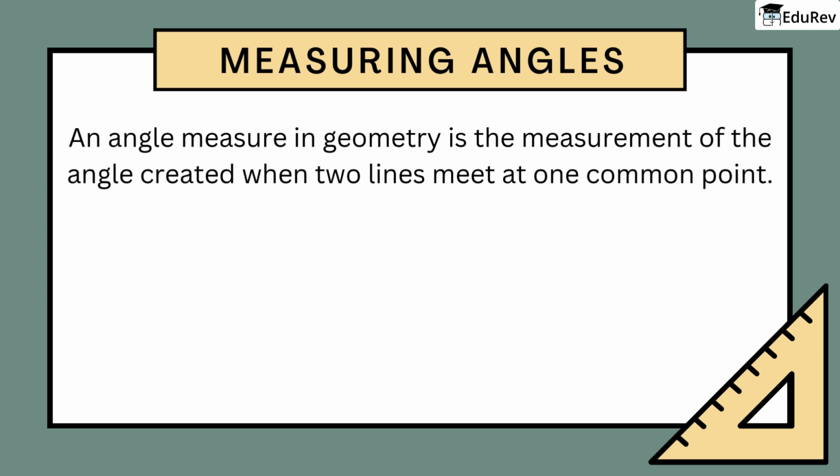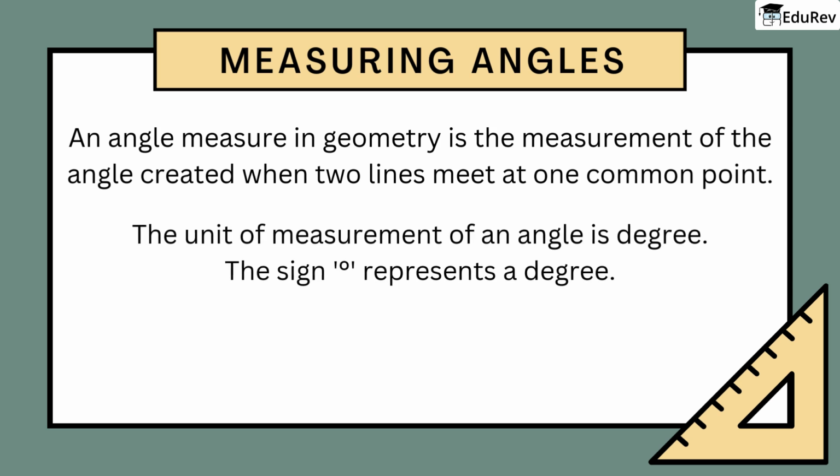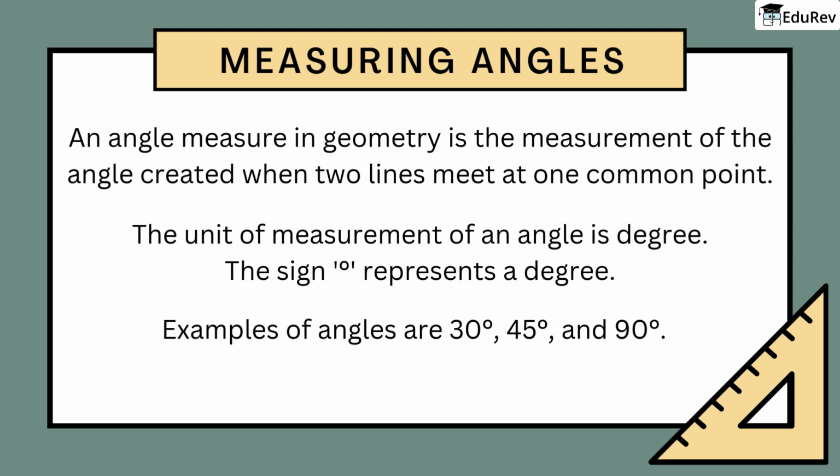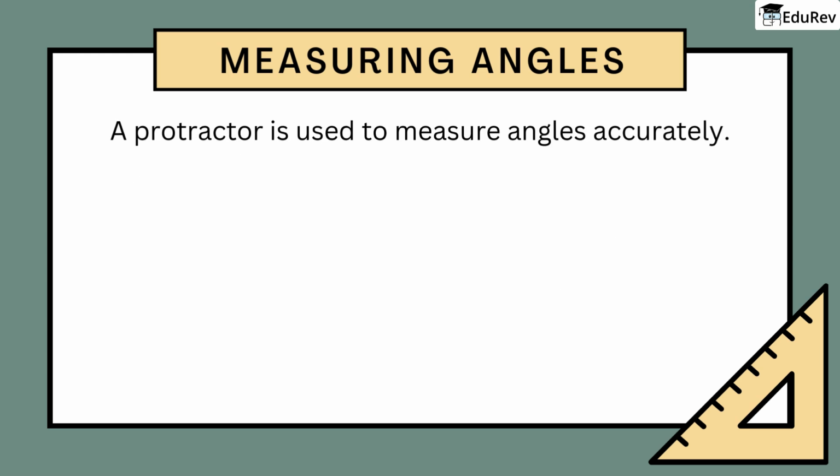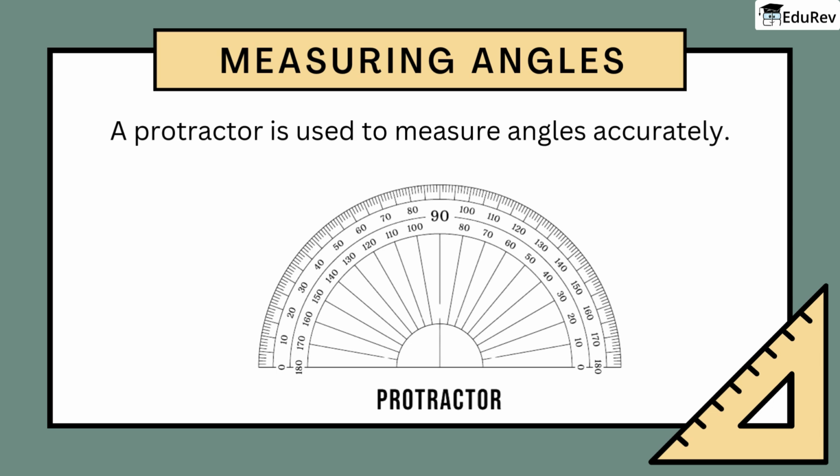When we measure angles in geometry, we find the measurement created when two lines meet at one common point. The unit of measurement of an angle is degree. The sign, °, represents a degree. Examples of angles are 30 degrees, 45 degrees, and 90 degrees. To measure angles accurately, a protractor is used. It helps us find the degree of angles easily.